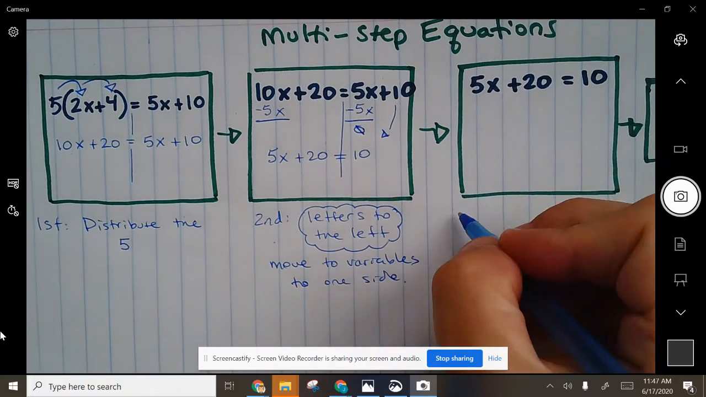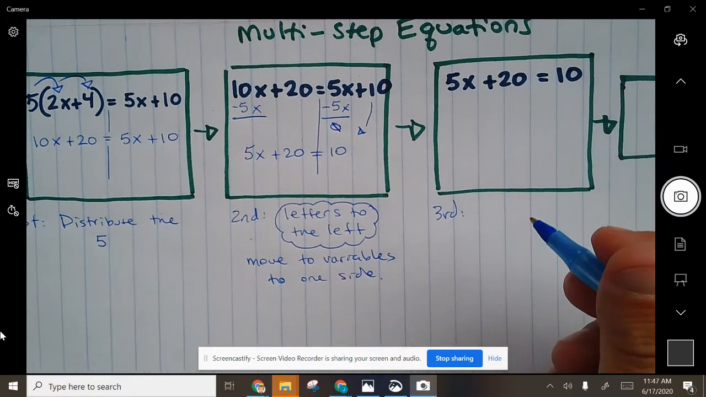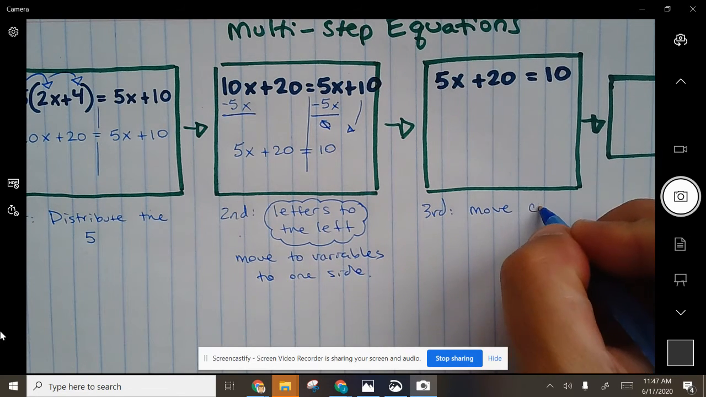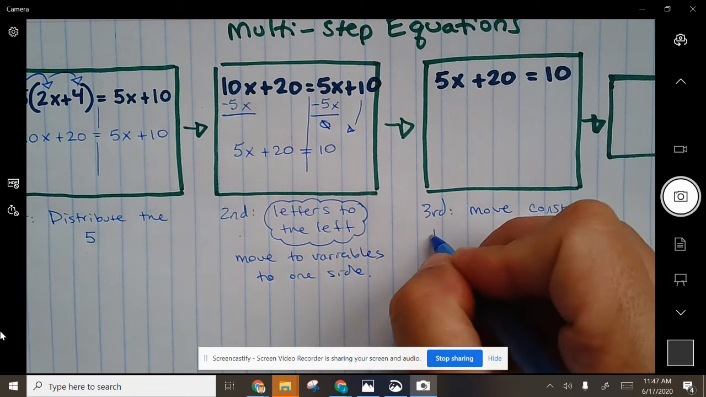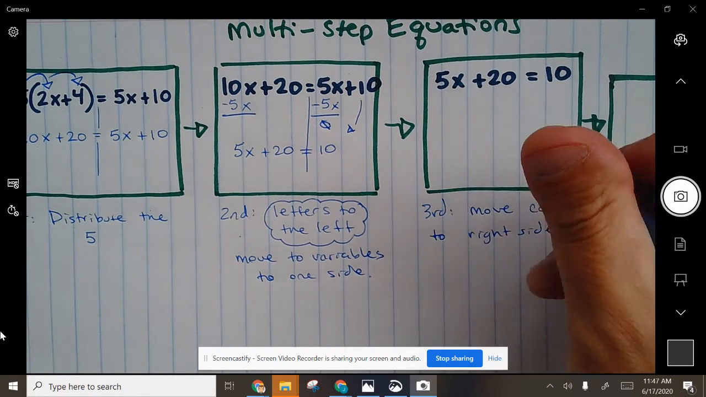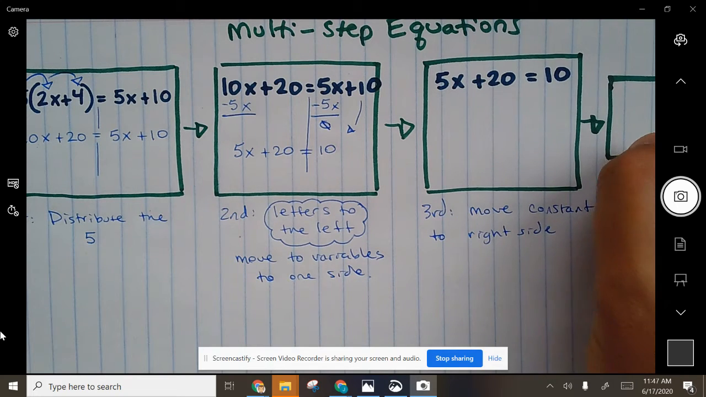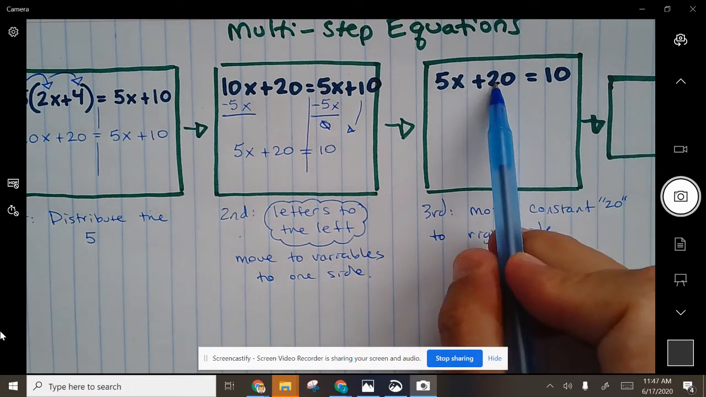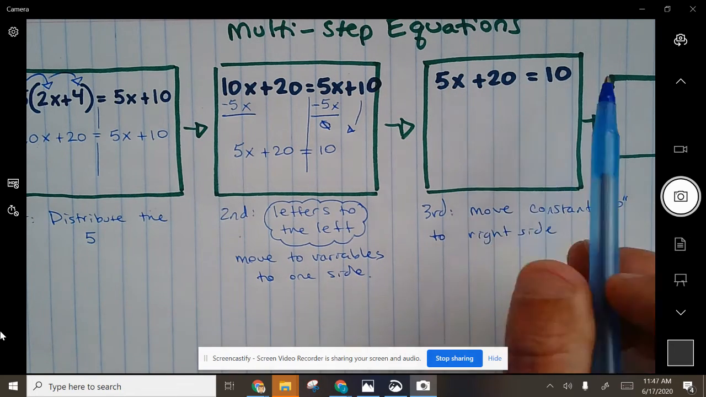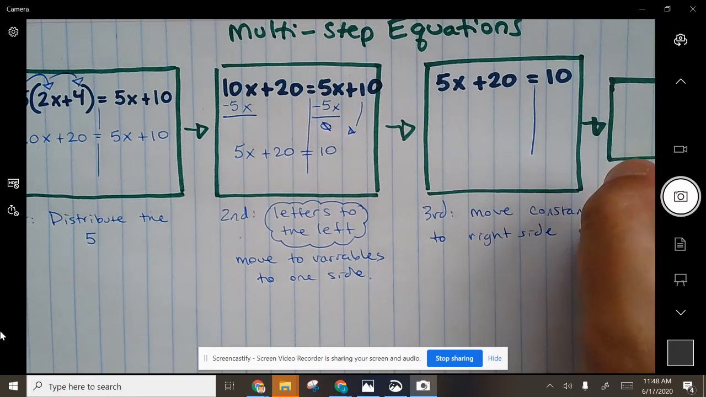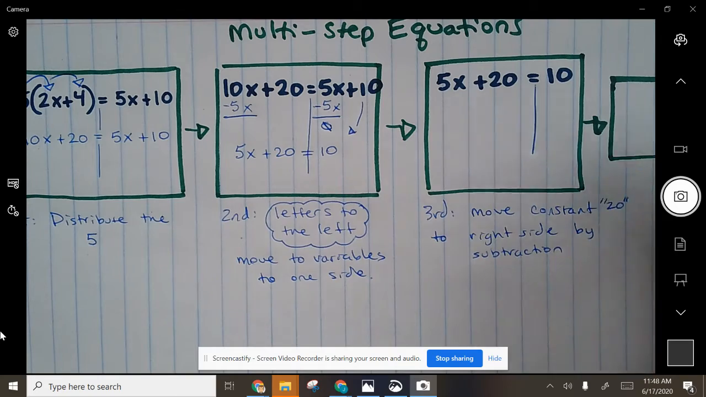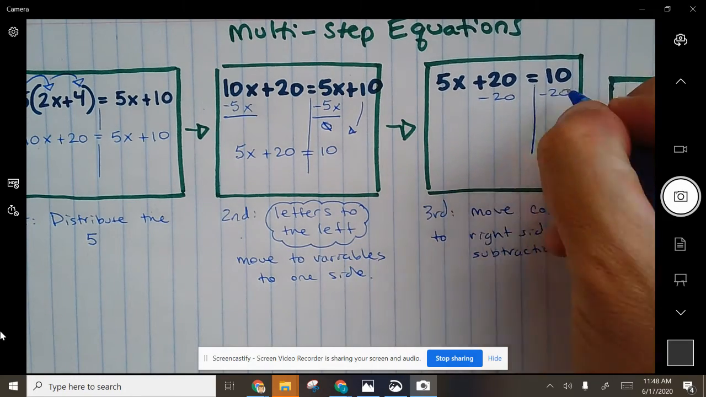Now, third step. Move your constant over to the right side. Your constant is 20. These are actually both your constants. There's no variable attached to them. You want to push that constant over to the right side by subtraction. All right. Subtract 20 from both sides.